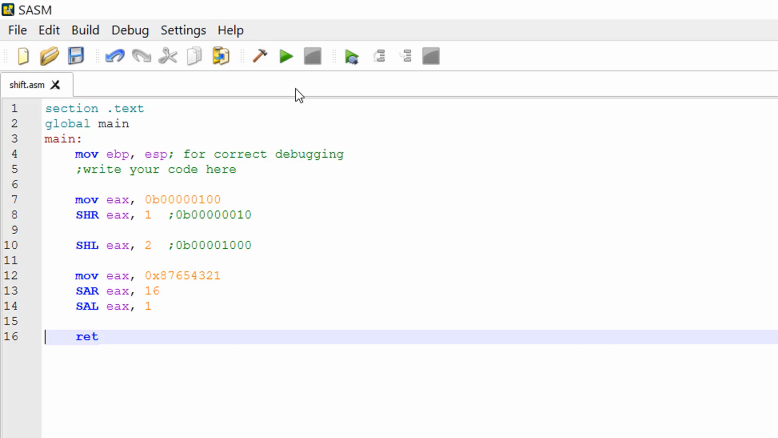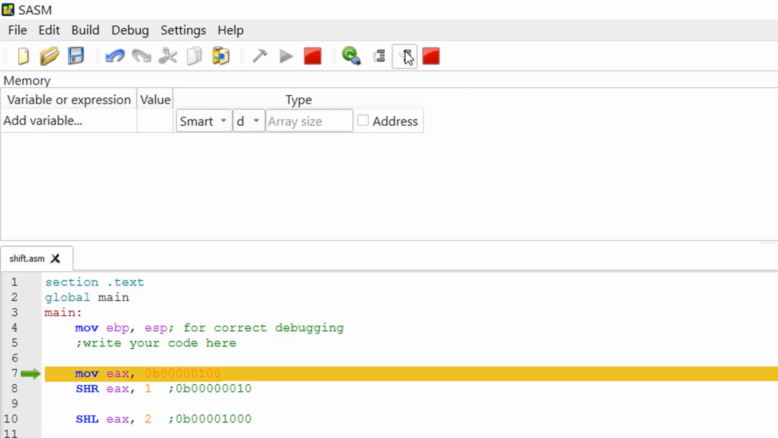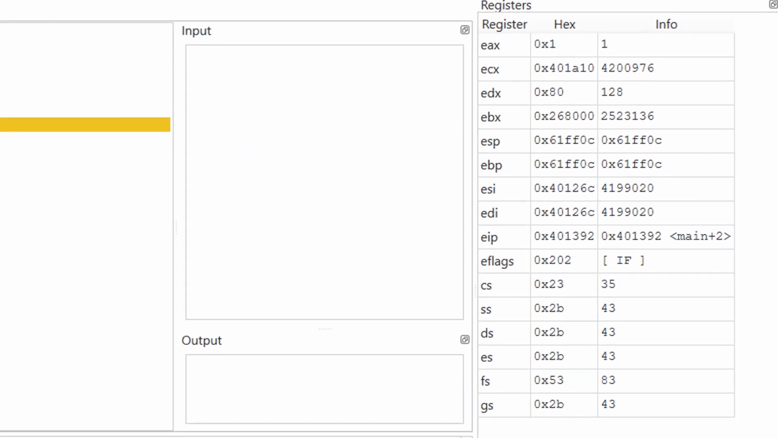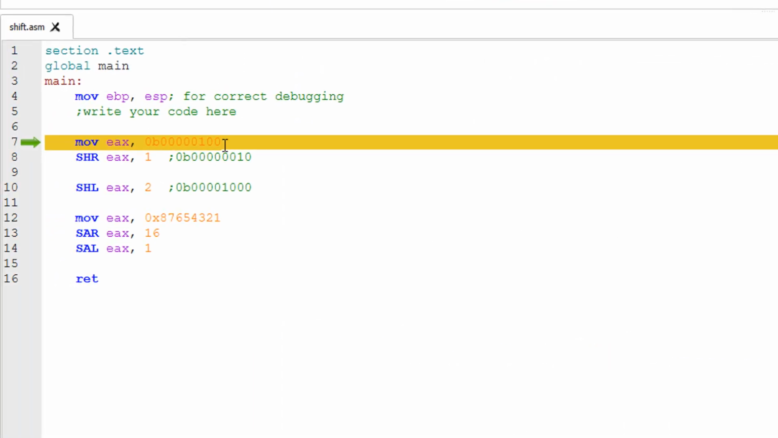So here we compile it. Okay, this is the base pointer and the stack pointer for debug purposes. Let's move to our next line. Initially, here we had the 1. The default is EAX 1. We are going to assign this number. The binary number right now is 4.